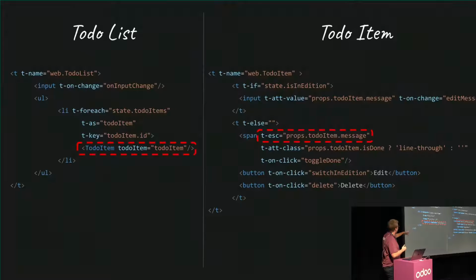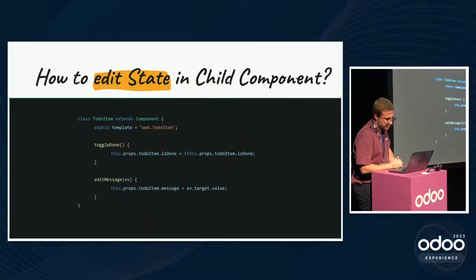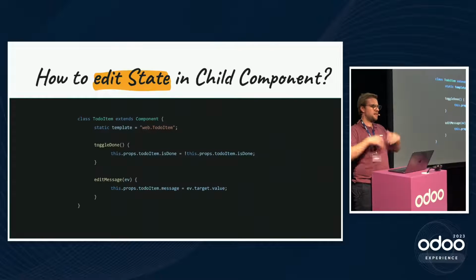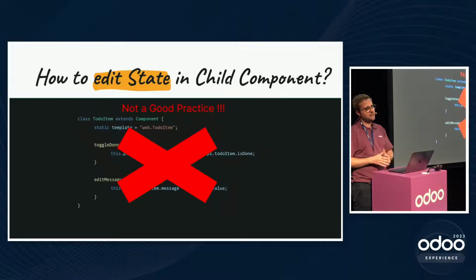And it's the way you can access the state of the to-do list. You will use props.todoitem.message. Now, you need to find a way to edit the state of your main component, so the to-do list. Probably the idea that will come first in your head is to do something like this, directly edit the props. But it's not a good practice.